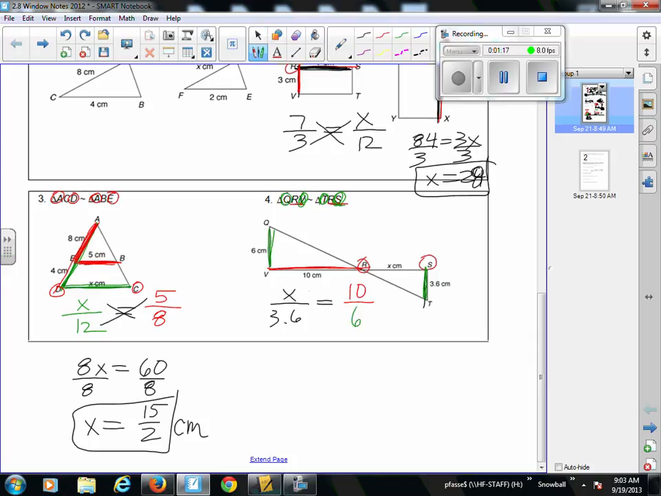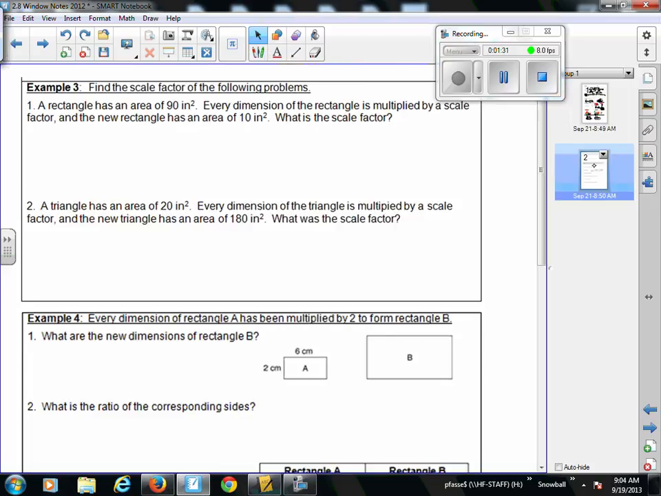And we cross multiply and solve. 6x equals 3.6 times 10 is 36, divided by 6, x equals 6, and I remembered the units this time, centimeters.